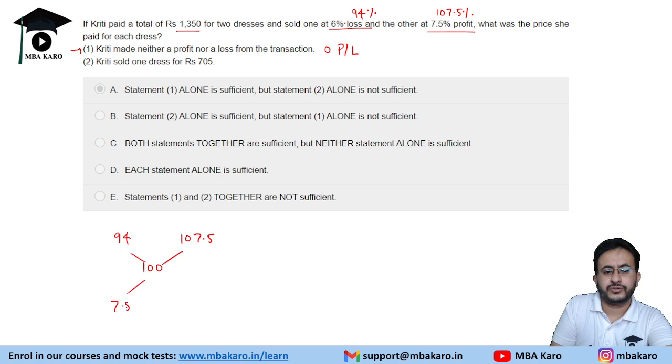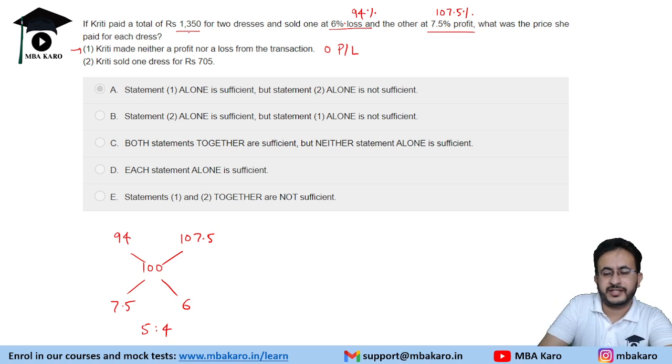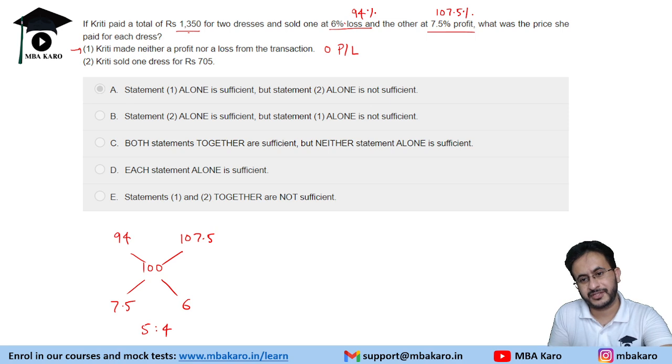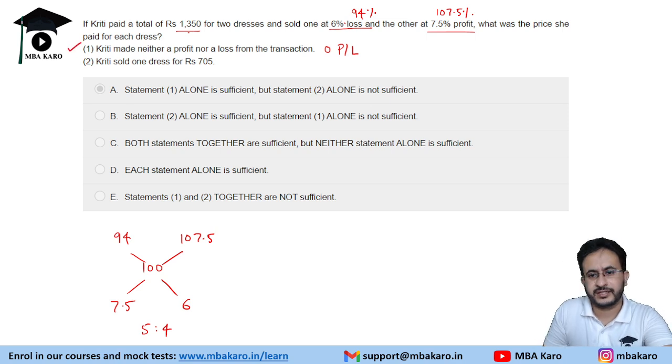So the ratio will be 7.5 to 6, which is 5 to 4. So we know the ratio of prices is 5 to 4. She paid 1350, and we can split it in the ratio 5 to 4. So the first statement alone is sufficient to answer the question.